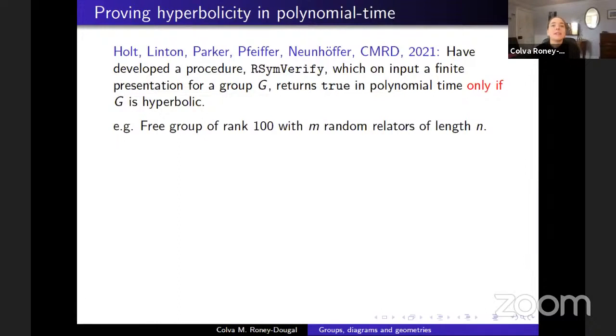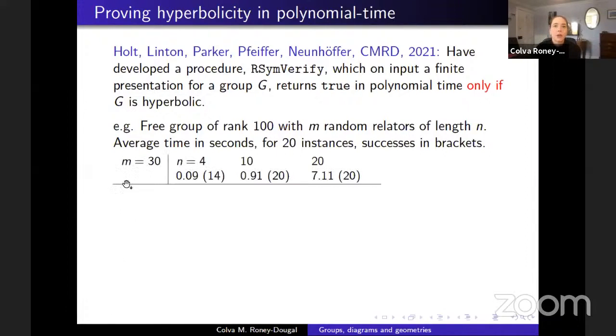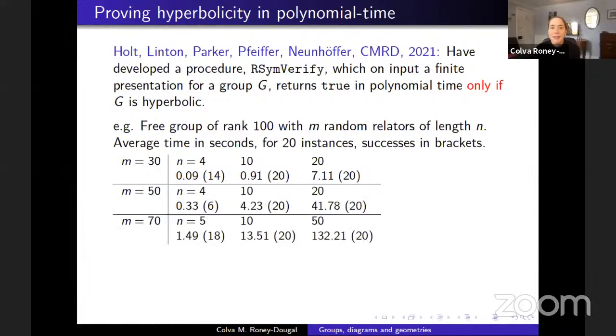So we've implemented our procedure, and here's some run times on a free group on 100 generators, where I've picked a bunch of random relators of a given length. Time is in seconds, and I've run it on 20 instances for each, and told you how many times it returned true, just to convince you that it does often return true. So with 30 random relators of length 4, it returned true 14 times out of 20 in 0.09 of a second. Once I was up to 30 random relators of length 10, then it worked all the time. It always returned true, and again in less than a second.